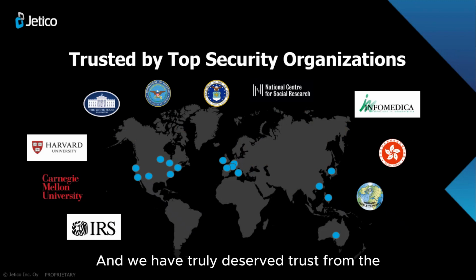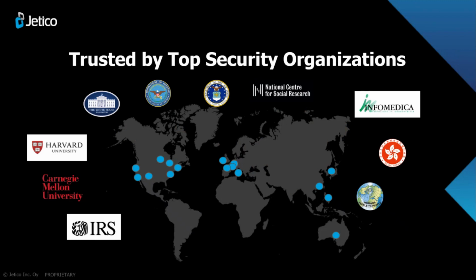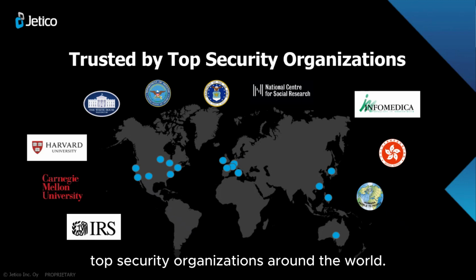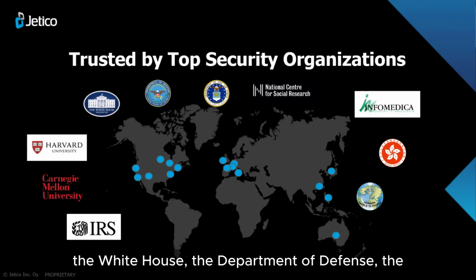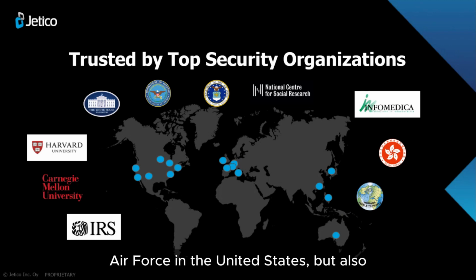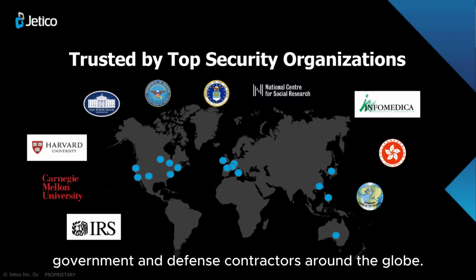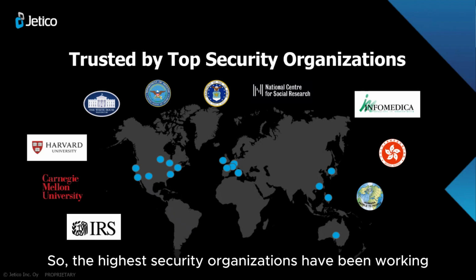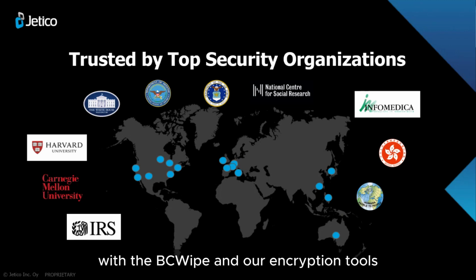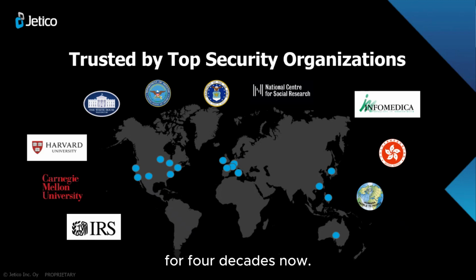And we have truly deserved the trust of the top security organizations around the world. Some names, just to drop a few, include the White House, the Department of Defense, the Air Force in the United States, but also government and defense contractors around the globe. So the highest security organizations have been working with BCWipe and our encryption tools for 4 decades now.